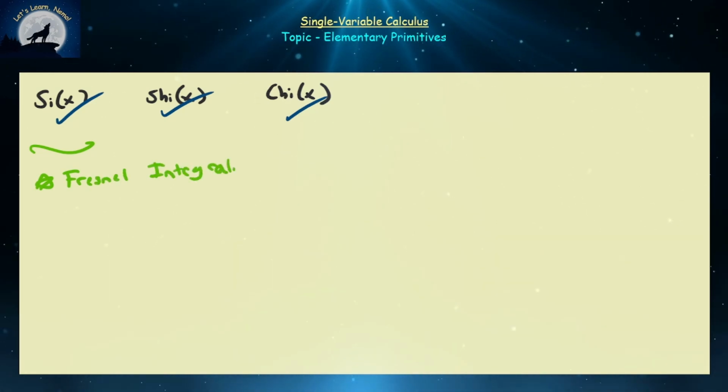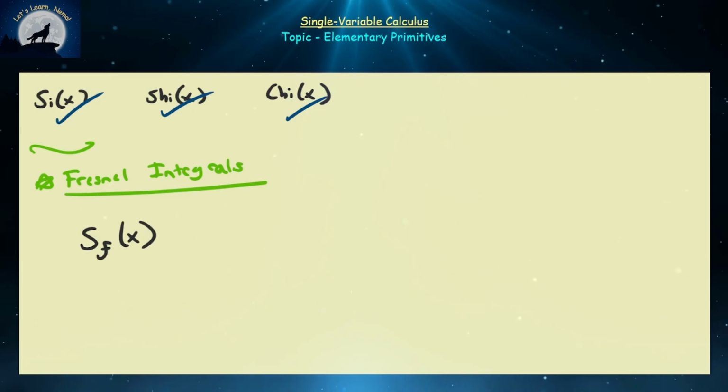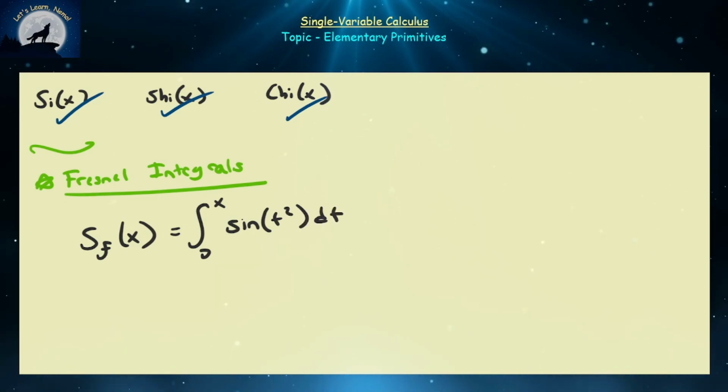Fresnel integrals. And the Fresnel integrals usually come in a pair. The first is called the Fresnel sine integral, and that's defined as the integral from 0 to x of the sine of t squared dt. You know you can integrate sine of t, but the sine of t squared is actually non-elementary. So this integral, although it looks very friendly, actually doesn't have a nice answer, so we define a new function called the Fresnel sine integral function, which looks at the integral from 0 to x of sine of t squared.